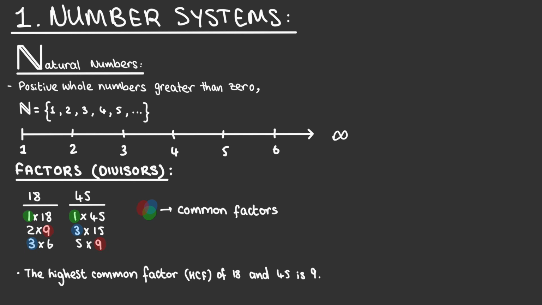So this is the end of the first part of number systems. In this section, we've covered natural numbers and factors or divisors. In the next section, we will look into integers, multiplication and division of two integers, and the order of operations.